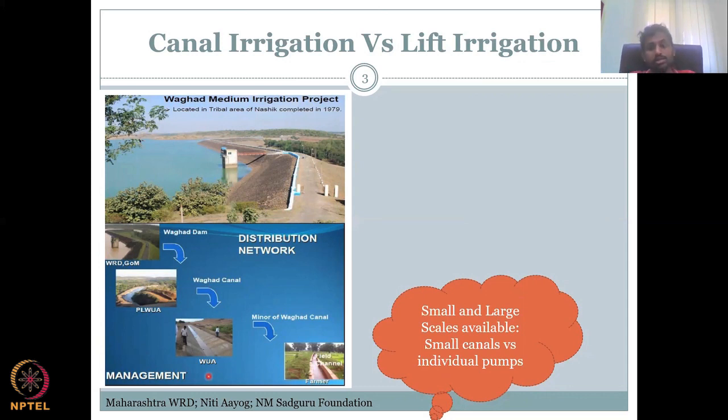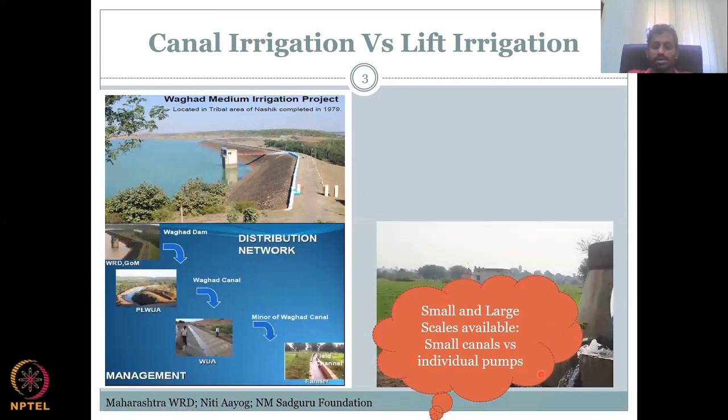And these canals actually take it to the WUA, which is the Water User Association. And from the Water User Association, it goes to the minor Wagad canal, which is a small canal which takes it to the individual farmer. Every step is driven by gravity. Okay.